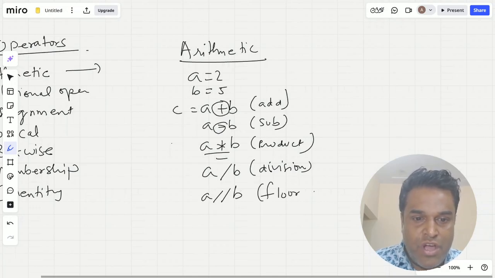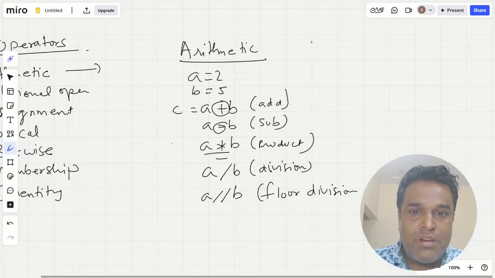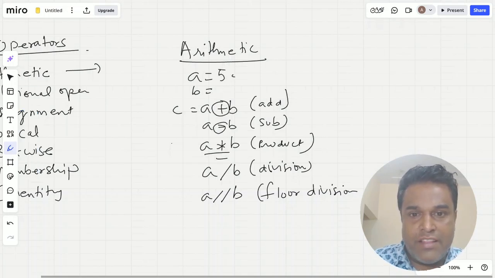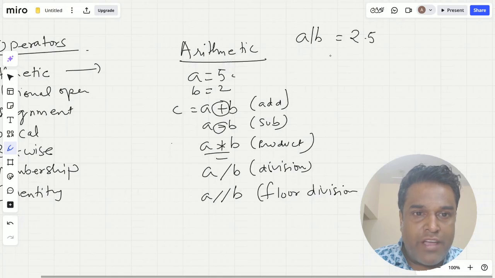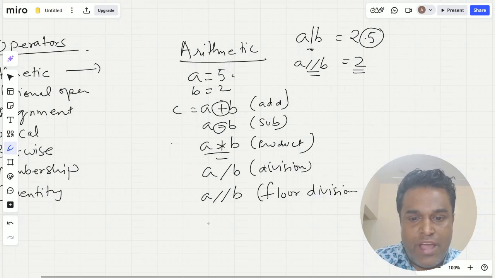Floor division is different from the division which we have already discussed. For example, I will take different values over here. If A is 5 and B is 2, and I divide A by B, the answer will be 2.5 with a normal division. But if I use floor division, then the decimal part will be ignored and only the integer part will be taken. So the answer over here will be 2. That is the basic difference between division and floor division. Whenever we do not want the decimal part and only want the integer part, we go for floor division.